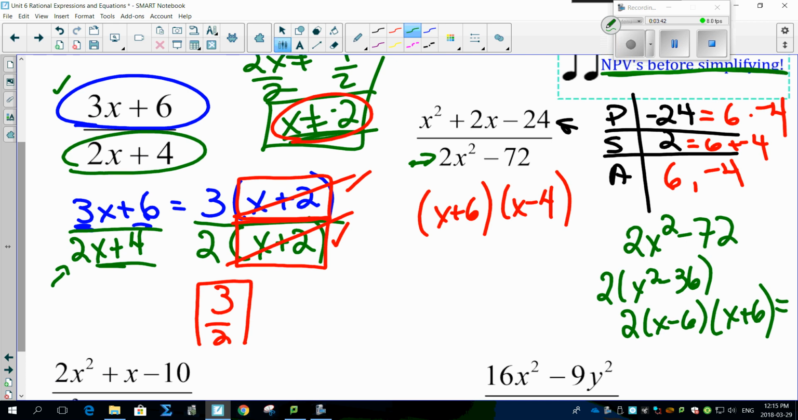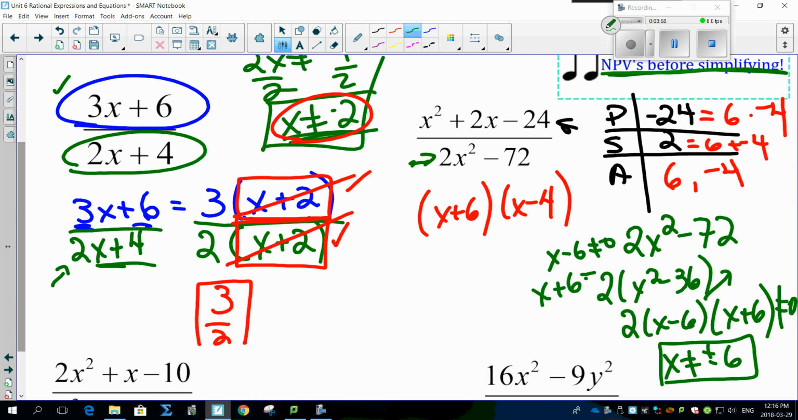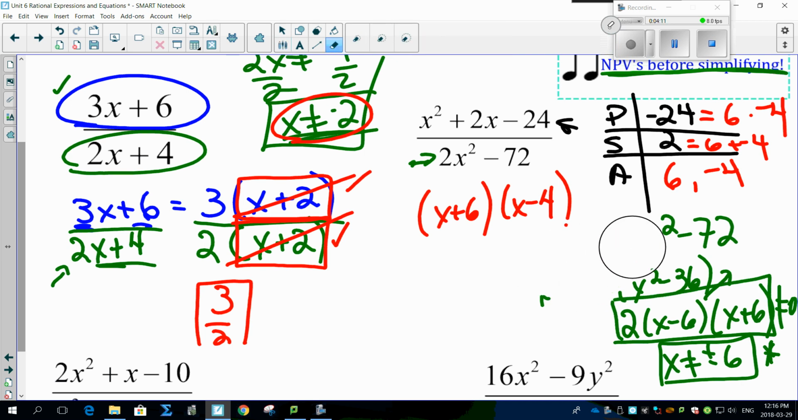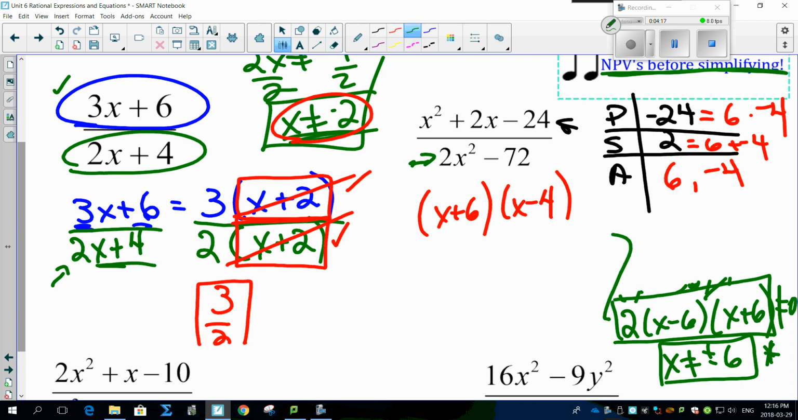You know those cannot equal 0. Right? So look, the 2 doesn't matter, but the x cannot equal plus or minus 6. How do I know that? Let each one of these equal 0. X minus 6 cannot equal 0. X plus 6 cannot equal 0. Solve them, you get x cannot equal plus or minus 6. So there's your NPVs. But here's the nice thing about factoring it here: because you factored it already, because you went out and spent the time factoring it, recognizing it as a difference of squares, guess what? All you got to do is rewrite it down here.